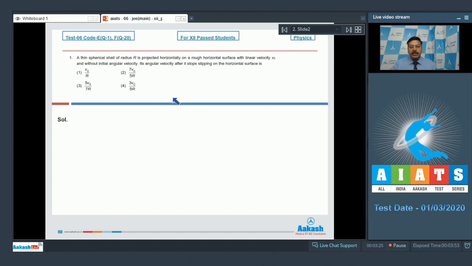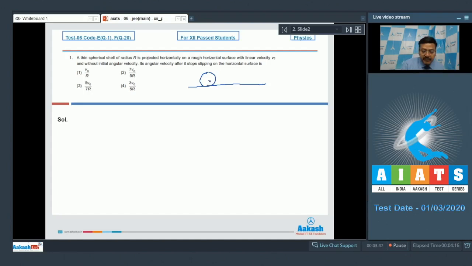Well, the question is based on the topic rotation, of course. There is rolling involved. In fact, initially there is rolling with slipping. Finally, the motion will be rolling without slipping. Now, if we look at the situation, it's something like this. This is a rough surface, and on this rough surface, there was this thin spherical shell.